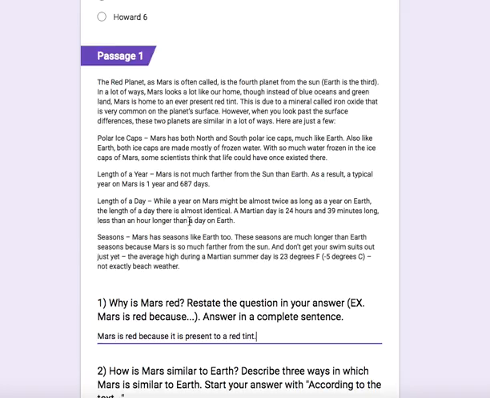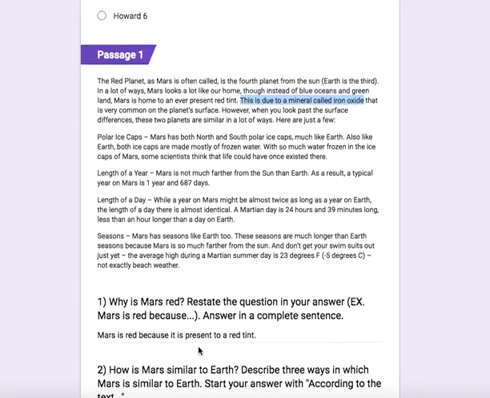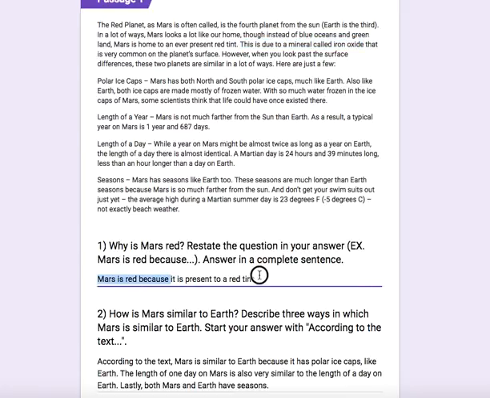But if you had kept reading, you would have read this. This, being the red tint, is due to a mineral called iron oxide. So even if you didn't know what the word tint meant, you would have read that Mars has this red tint, and the red tint is because of a mineral called iron oxide. From that, you could have figured out that, right, it has this red something because of the mineral. So I can infer, right, or I can figure out using all of these clues that Mars is actually red because of a mineral called iron oxide.